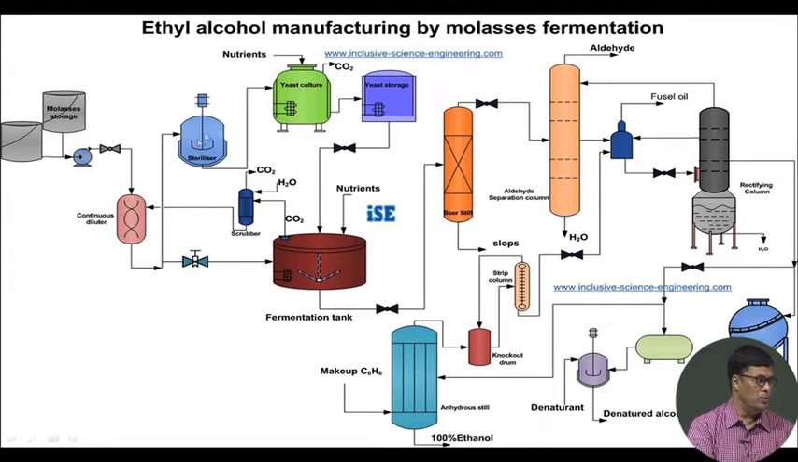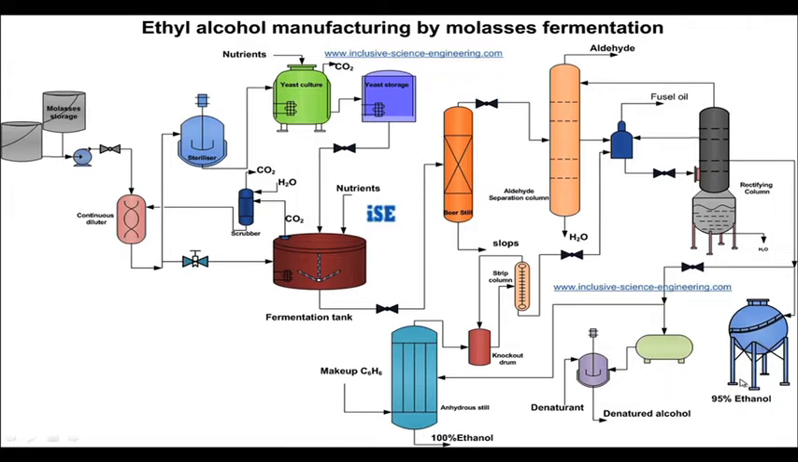So here we require the sterile media, and then here the yeast storage tank, then from that we put it in the fermenter as an inoculum. After the fermentation is over, it passes through the beer still, where we heat this material, passes through the distillation column, and from the distillation column we can separate the ethanol.